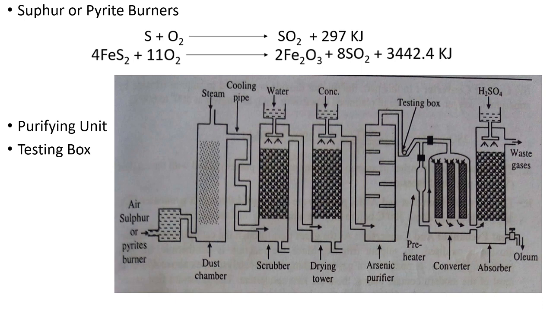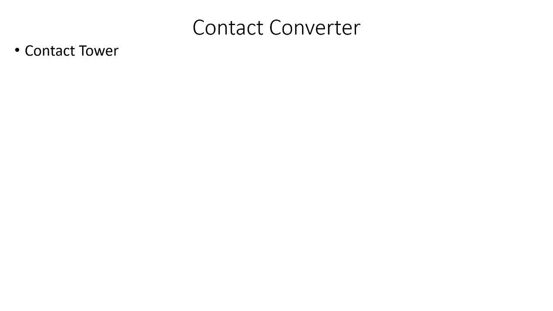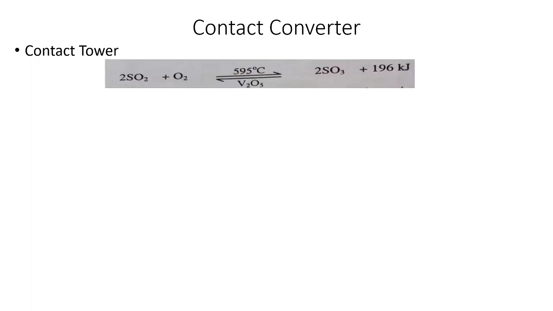After testing by the testing box, we move further to the next very important process, that is the contact converter. The basic unit of this contact converter is the contact tower that we saw in the previous slide. In this contact tower, sulfur dioxide is converted to sulfur trioxide using the catalyst vanadium pentoxide. This process is carried out at 595 degrees Celsius, and a lot of energy is evolved. This reaction is exothermic and reversible, so if the temperature is not controlled, it can follow the reverse, backward reaction also. To avoid this, what is to be done, we are going to discuss here.